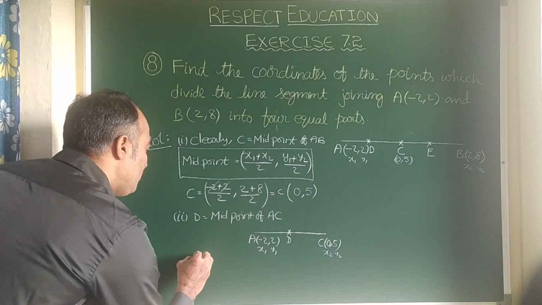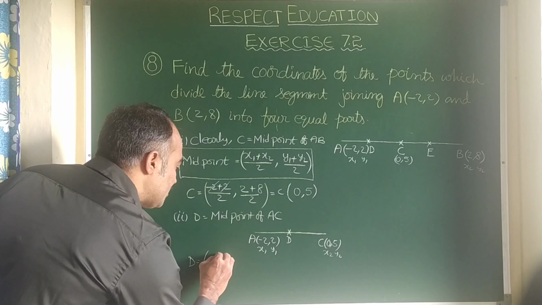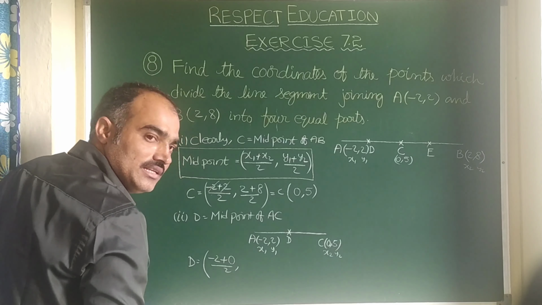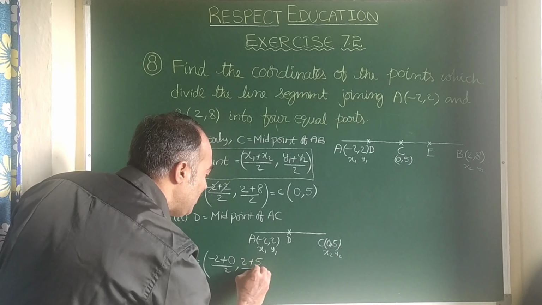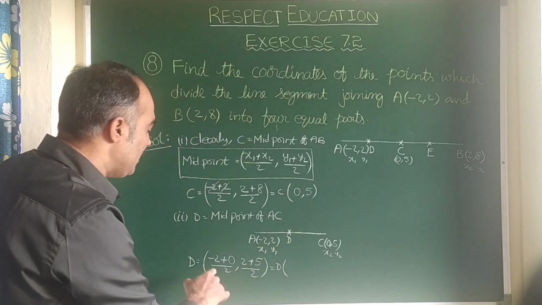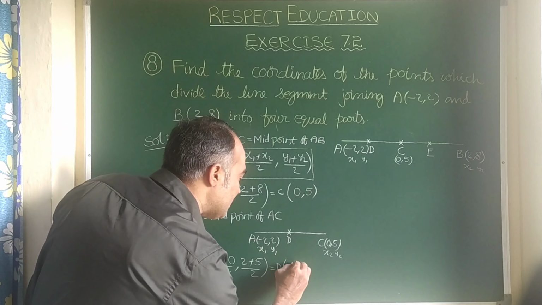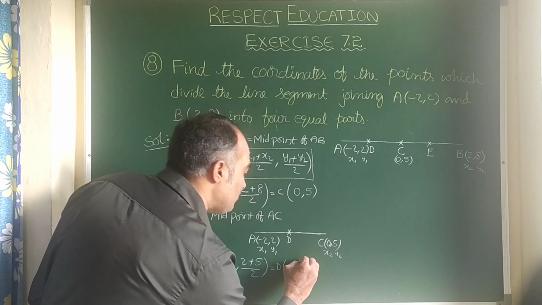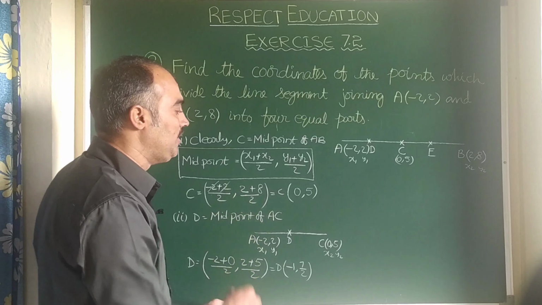So let us apply the formula. D is equal to x1 means -2 plus x2 means 0, by 2. Similarly y1 is 2 plus y2 is 5, by 2, right? So here we got D. Now let us simplify. -2 plus 0 is -2. -2 by 2 is -1. Clear? 2 plus 5 is 7. This is 7 by 2. So here we got the D value, that is (-1, 7/2).